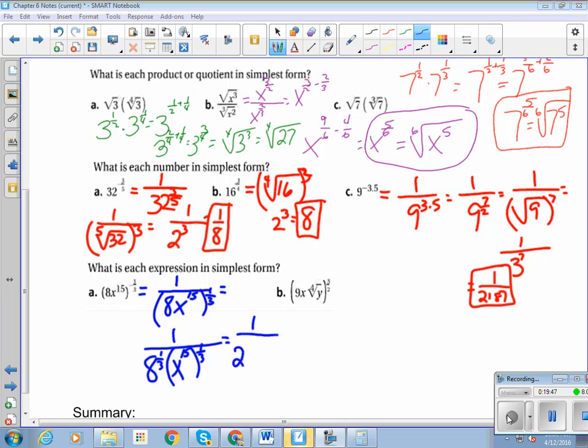And x to the 15 times 1/3 is equal to x to the 15 thirds. I can do that math. 15 divided by 3 is 5. So my answer is 1 over 2x to the 5th. Simplest form does not have negative exponents. So make sure your answer doesn't have negative exponents.